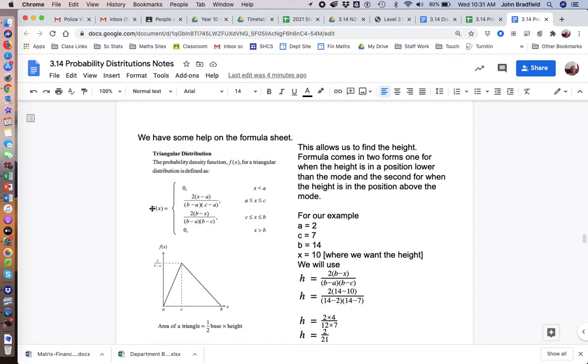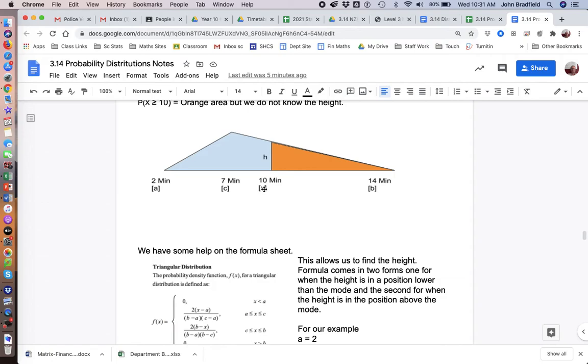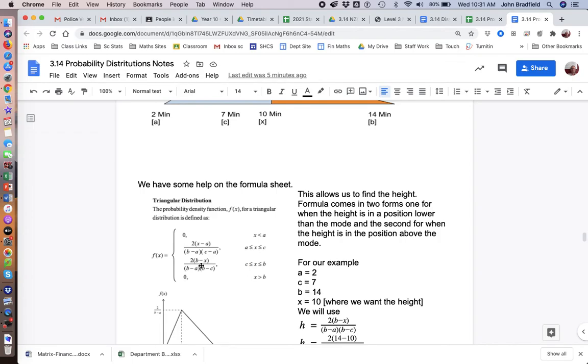So the formula comes in two forms. They don't look very helpful, but actually it's quite easy to use. When the height that we're looking for is lower than the mode, we use the top one, and that's when x is between a and c. Now, x in our case is between c and b, so we're going to use the second one. And this formula here, it uses similar triangles. It's not the only way to do it, but it works. It will give us the height. It won't give us the probability. We'll have to use half times base times height always to find the final answer.